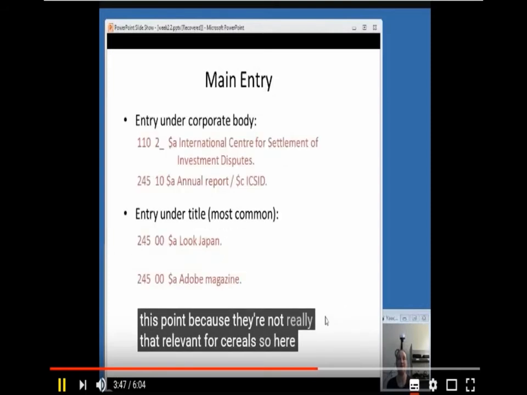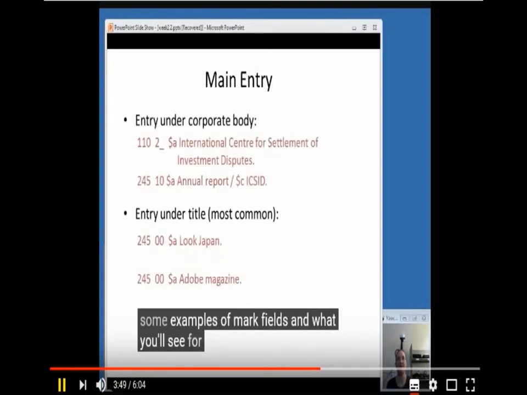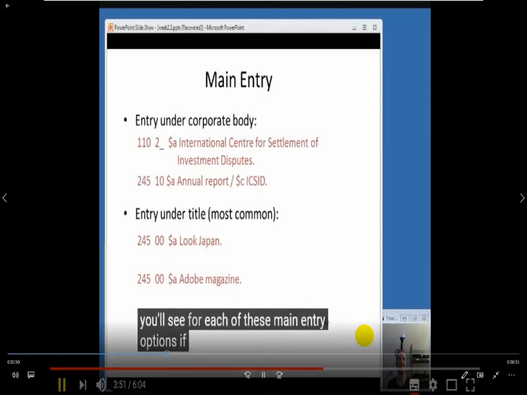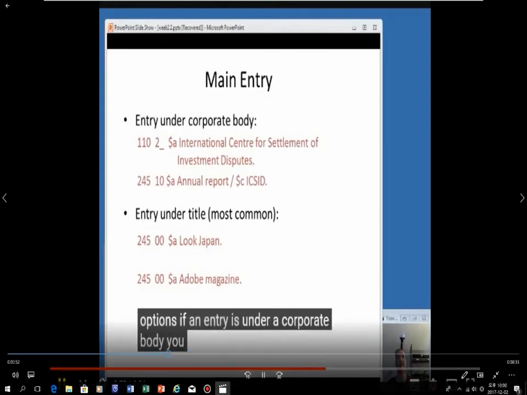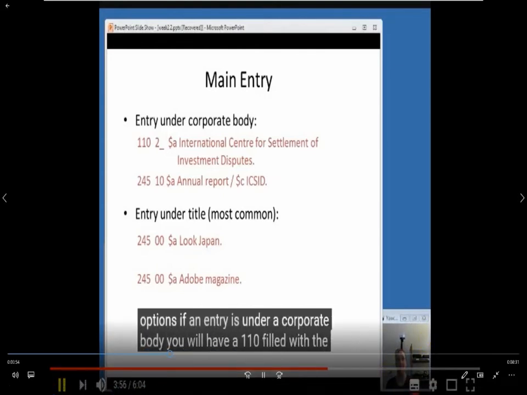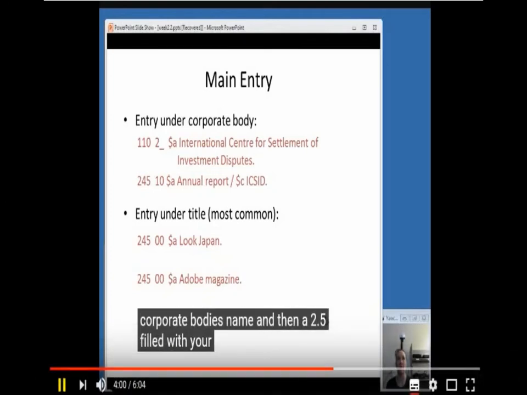So here are some examples of MARC fields and what you'll see for each of these main entry options. If an entry is under a corporate body, you will have a 110 field with the corporate body's name, and then a 245 field with your title in it.